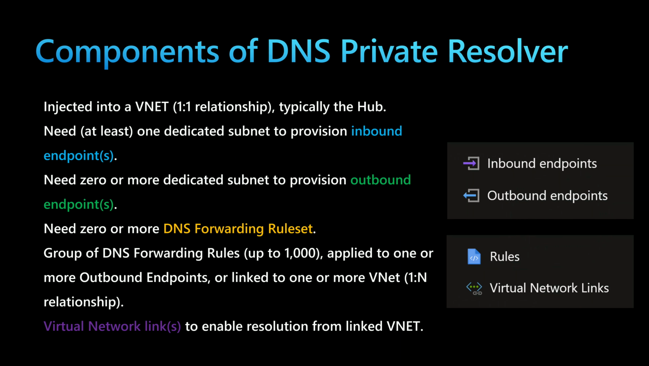When you work with Azure DNS Private Resolver, you will see that it has four construction sets, or four components. First of all, we would have the inbound endpoints and the outbound endpoints. Those are the dedicated subnets within the virtual network in which the DNS Private Resolver is injected. Then you would have the DNS forwarding rule set that will define the rules for how to forward the DNS queries. And the fourth component is the virtual network links, which links the DNS Private Resolver rule set to a specific virtual network to enable it to resolve the domain names exposed by the DNS Private Resolver.